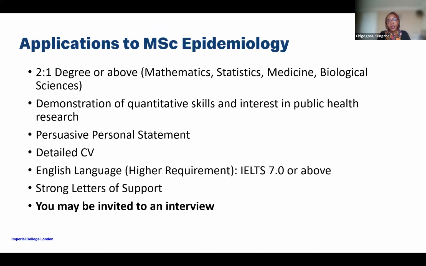You need to have a degree in maths, stats, medicine, or biological science at least at a 2:1 level, so an upper second class degree or a first. And you should demonstrate quantitative skills. So you don't necessarily have to have one of those degrees listed above, but should have some demonstration of development of quantitative skills with good grades in your undergraduate or through other research activities that you can demonstrate in your CV and speak of in your personal statement.